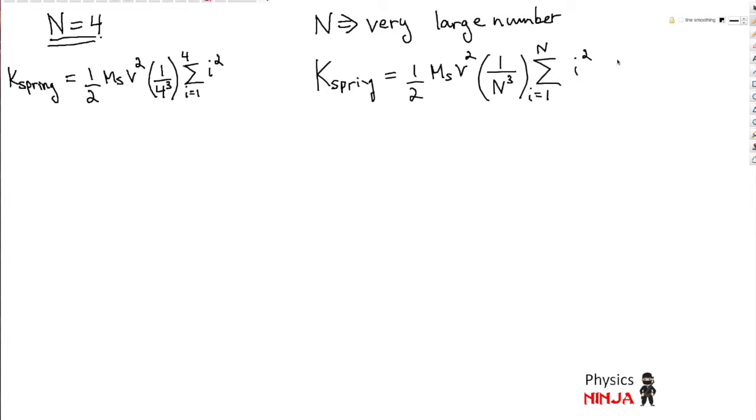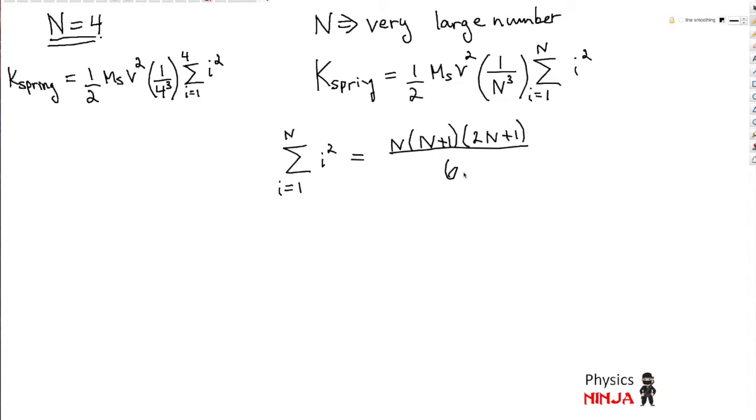Okay. So in order to evaluate this sum, this is simply a finite sum of the squares. And actually, if you just Google that, the finite sum of the squares, you'll find that this is a very well-known result. The sum of all the square numbers from 1 to n is simply given by n times n plus 1 times 2n plus 1, all of this divided by 6.